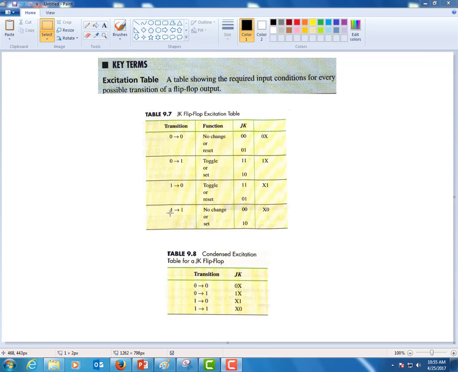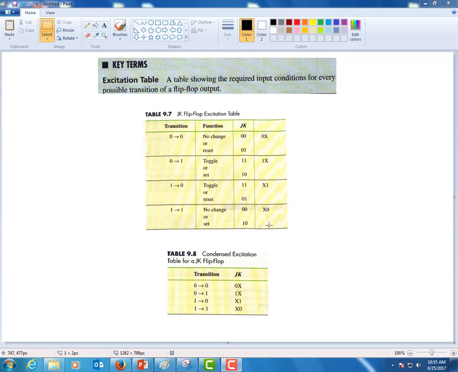And finally, if you have a 1 to a 1, that's going to be either a no change, because it starts at 1 and ends at 1, or it's going to be a set, in which case the output ends at 1. Hence, for a no change, J and K need to be 0 and 0, or for a set, J needs to be 1, K needs to be 0. When it's clocked, your transition is going to be a 1. And this is what it means for your inputs. Obviously, J can be either a 0 or a 1. K is going to be a 0. So that's what these mean, right?